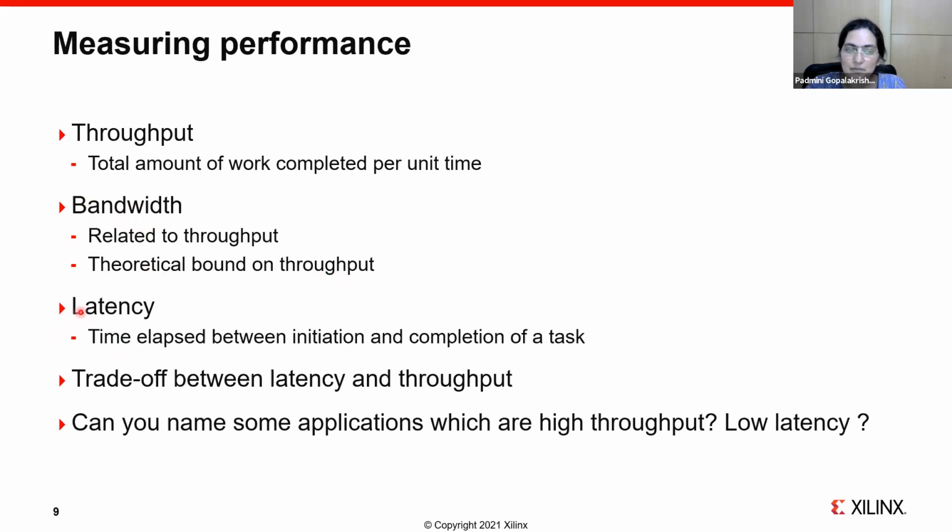Then you also measure latency. Now, latency is the time elapsed between the initiation and completion of a task. And in general, you will see that there is a trade-off between latency and throughput, especially when you pipeline applications. This trade-off basically comes because as you pipeline, it takes you more time to start a task and finish it because it is in the pipeline. But because of the pipeline, you're able to get more things done per second.